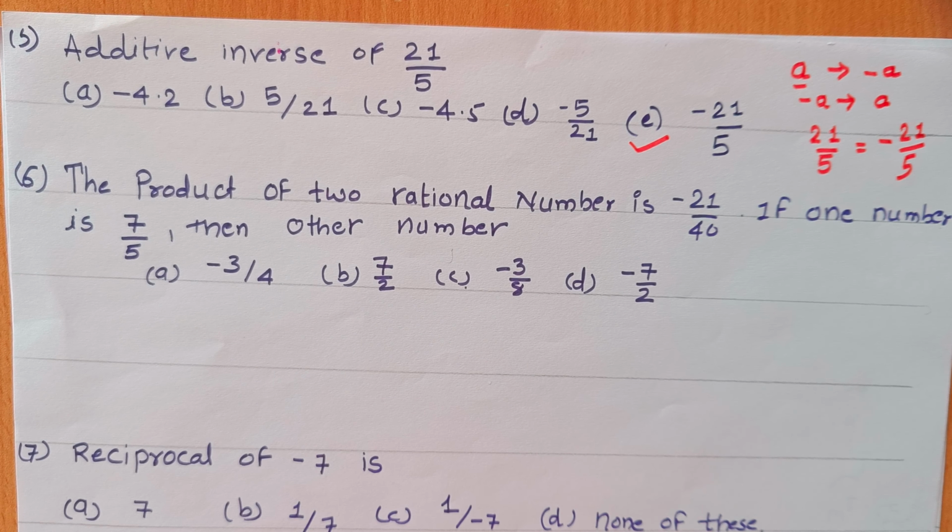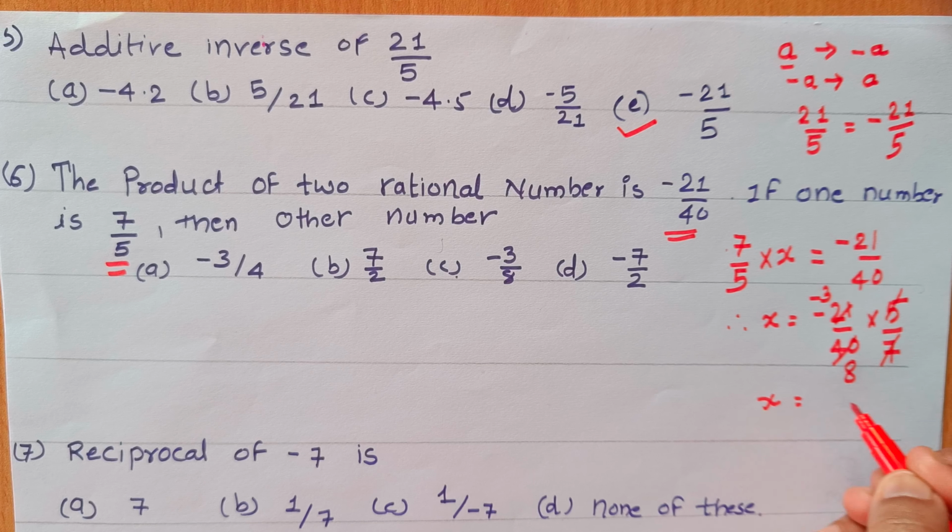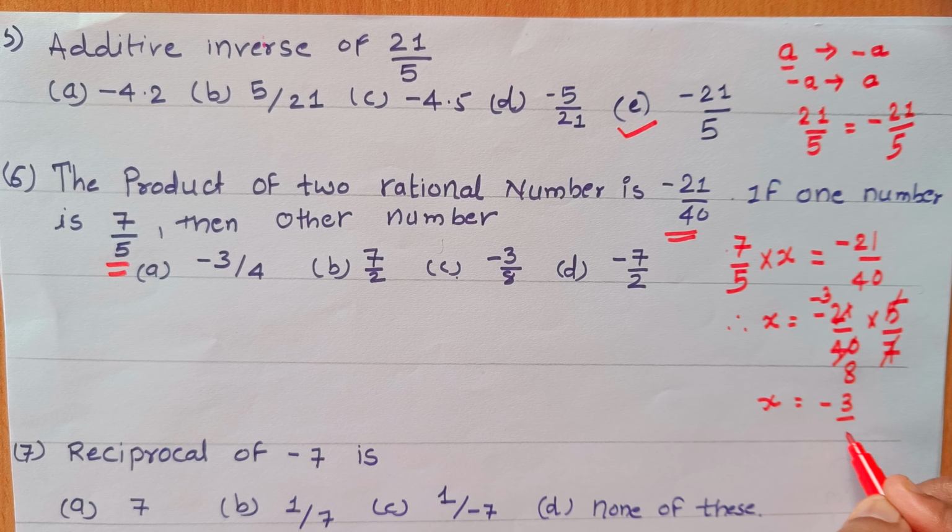Now 5 is in division, so on this side it comes in multiplication, and 7 is in multiplication, so on this side it comes in division. Now 7 3s are 21, 8 5s are 40. Therefore x is equal to minus 3 by 8, which is our answer. So here minus 3 by 8 is our answer.